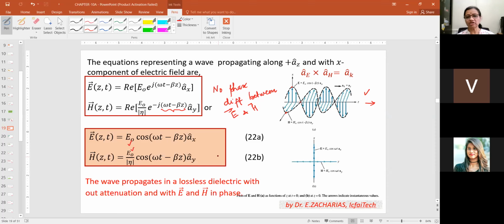So the conclusion here is beautiful and simple. It just says that the wave propagates in a lossless dielectric without attenuation. That's the first point. Next thing is electric field and magnetic field are in phase. That's why we said that if you finish your lossy, then everything else will become special cases and we can do it very simply.